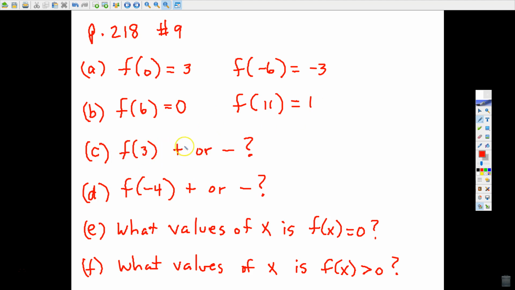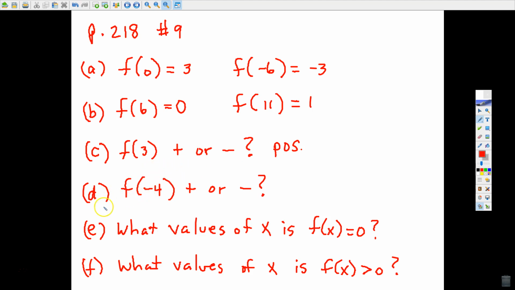Letter C says, is f of 3 positive or negative? Well, we don't know exactly. We don't have the ordered pair for f of 3, but we do know it would be between the points (2, 4) and (4, 3). Whether or not it's positive or negative, obviously it's got to be up there in quadrant 1 where y is positive. So my answer for part C, the f of 3, which means if I input 3, what would the output be, the y-coordinate? It would have to be positive because that point falls between the points (2, 4) and (4, 3).